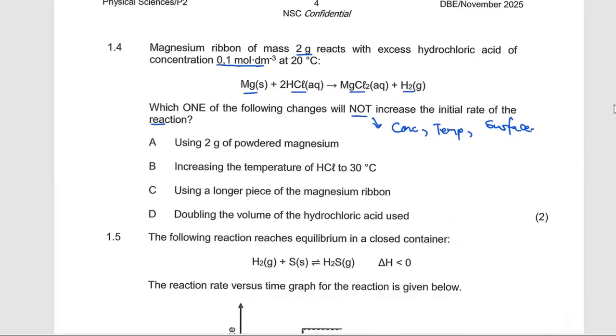In terms of option A, using 2 grams of powdered magnesium relates to surface area, therefore it is incorrect. Also take note that they are referring to not increase, so they've got no impact. B says increasing the temperature, and we already mentioned temperature affects it. Option C is using a longer piece of magnesium ribbon, so here you're also talking about surface area. Then D says doubling the volume of hydrochloric acid. This one is going to be the correct option.